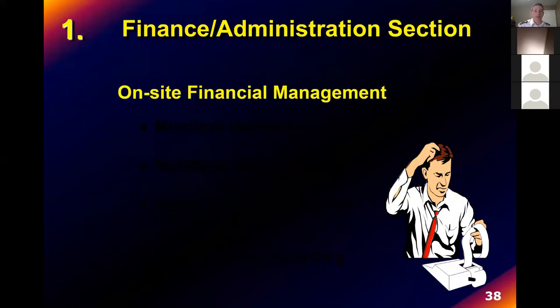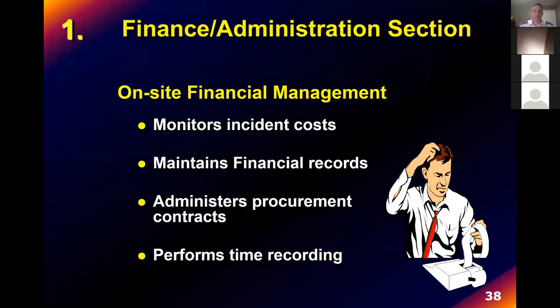So again, on-site financial management is going to be important for insurance or government claims for funds, right? Smaller incidents might also need this to handle the procurement of equipment, contracting vendors, and preparing cost estimates. So basically, what we're looking at here is we want to monitor incident costs, keep our financial records, administer those contracts, and record the time.